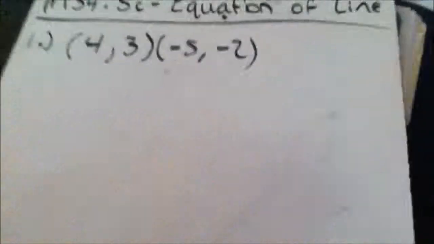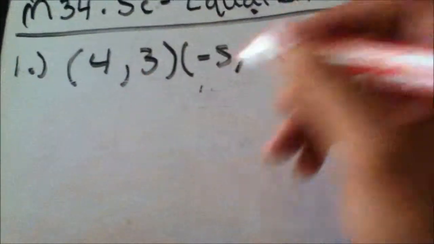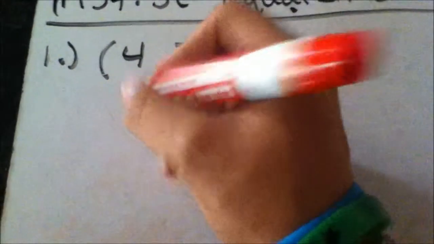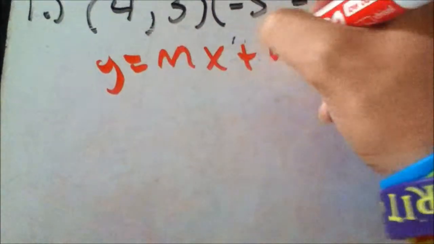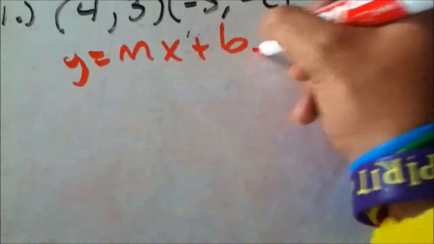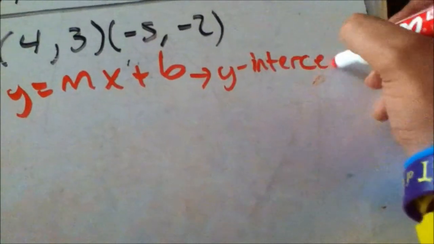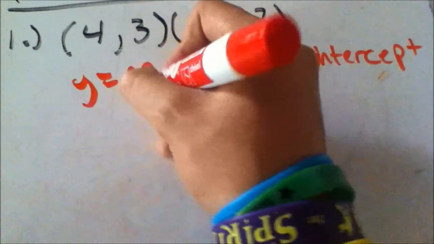Equation of lines. The very first thing we want to do when we're given two plot points is write down the equation for it. It's always going to be y equals mx plus b. Much better marker, thank you. Yep. We know that b stands for the y-intercept. And m is the slope.